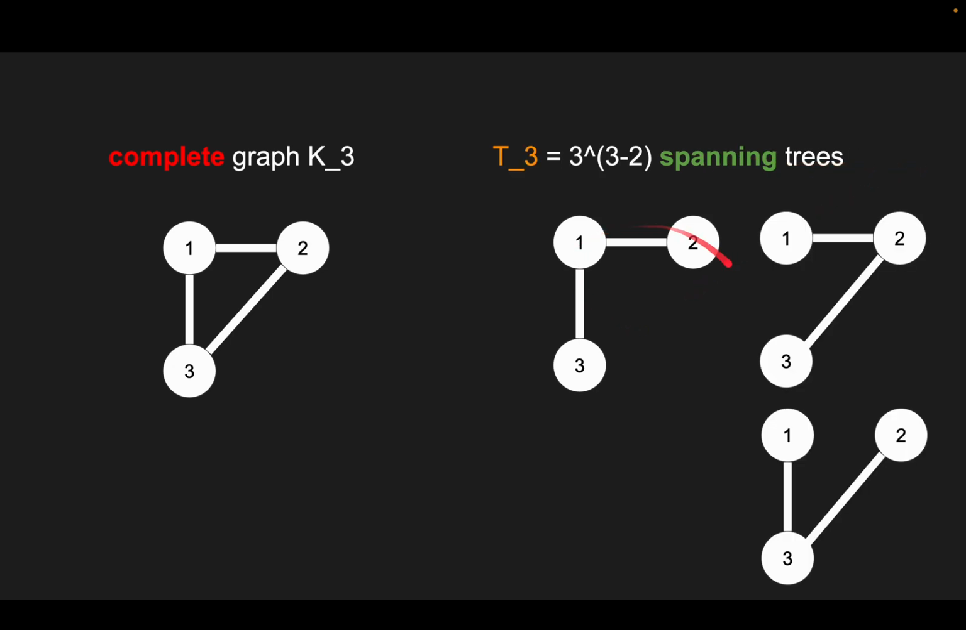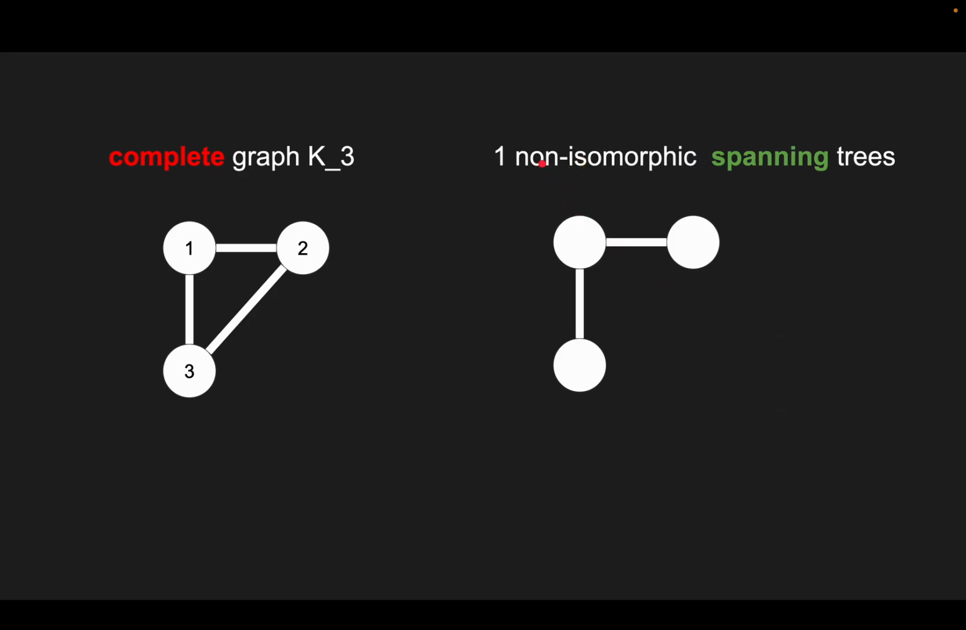If we remove the label and after some twisting and stretching, they are not the same, then it is called non-isomorphic. If, after removing the label and after some twisting or stretching the tree, they become the same, then they are called isomorphic. This is the basic idea.